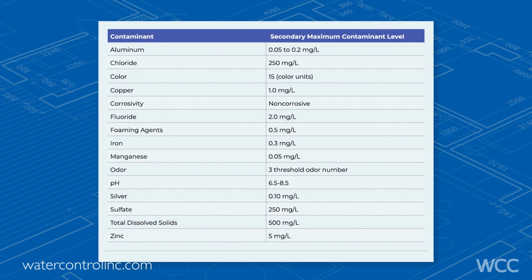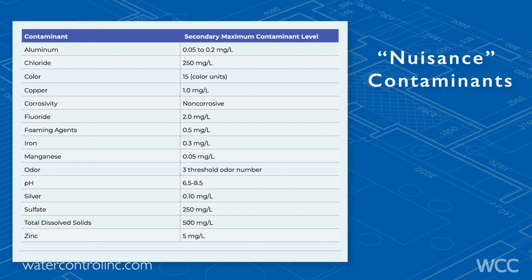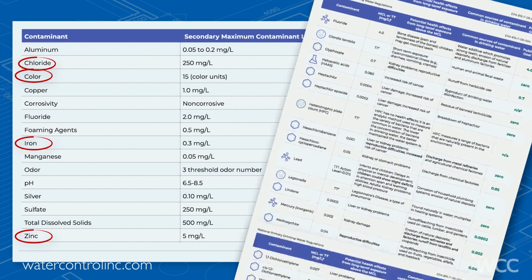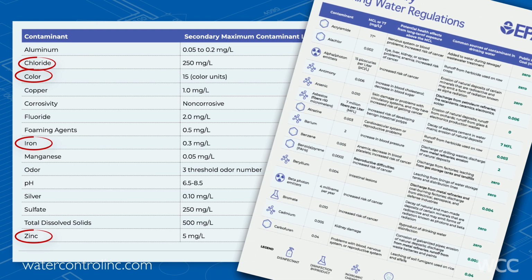This is a non-enforceable set of recommendations primarily having to do with water aesthetics like taste and odor. There are currently 15 nuisance contaminants listed in this chart, including chloride, color, iron, and zinc. Note that some of these substances are also listed in the National Primary Drinking Water Standards, albeit in much higher levels than on this secondary chart.